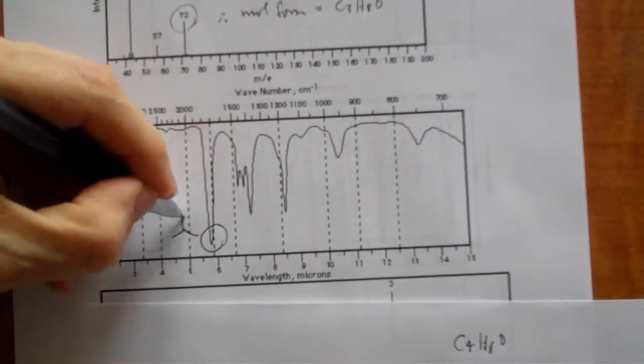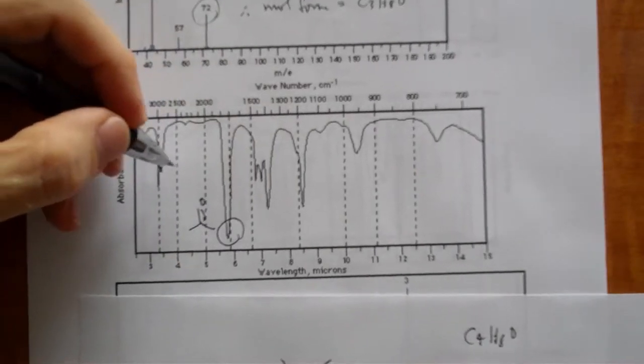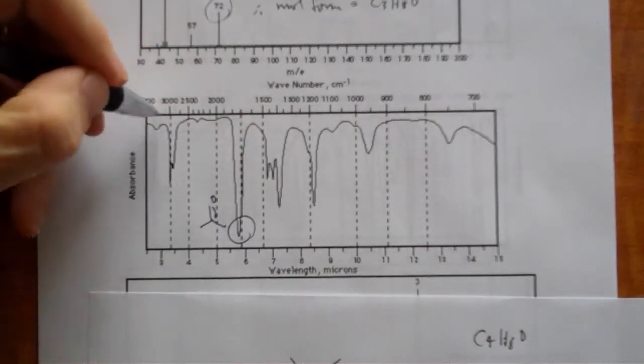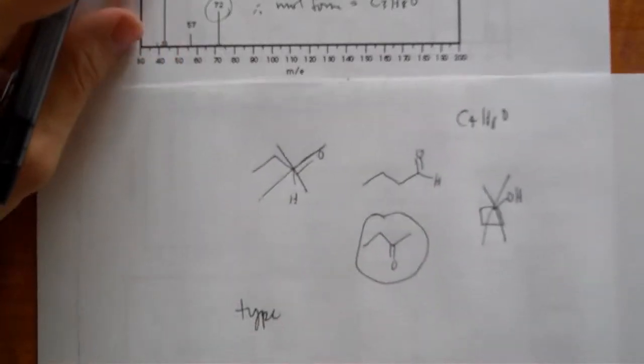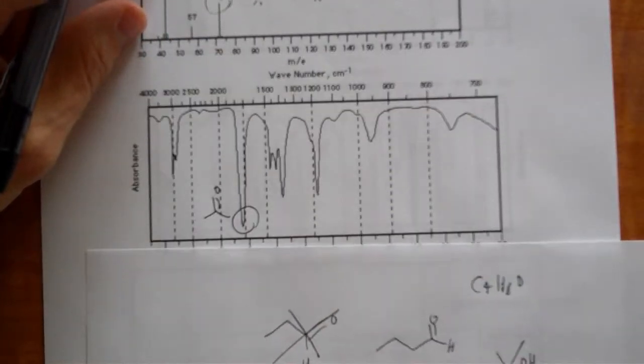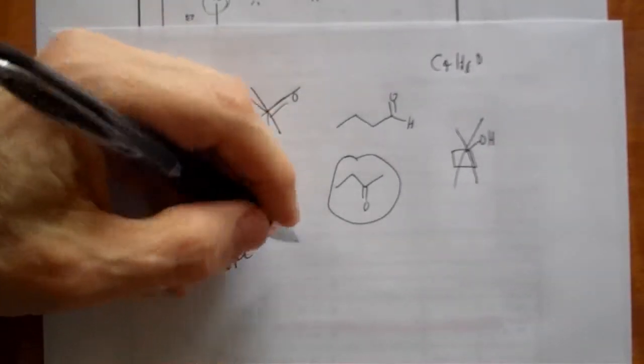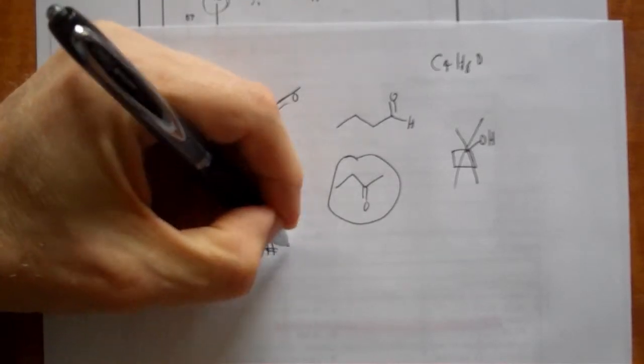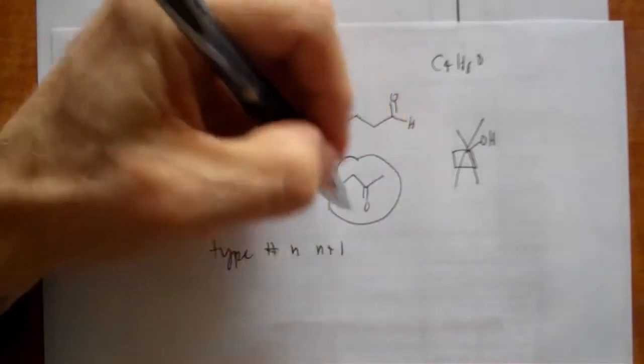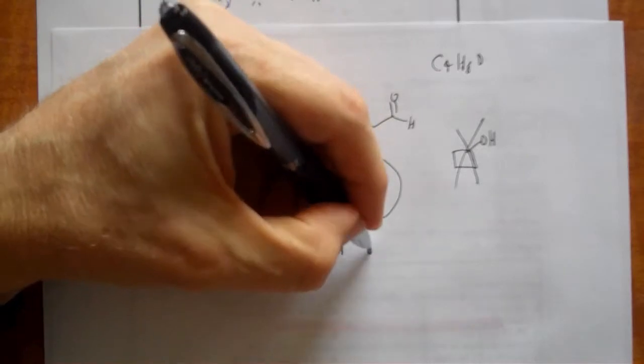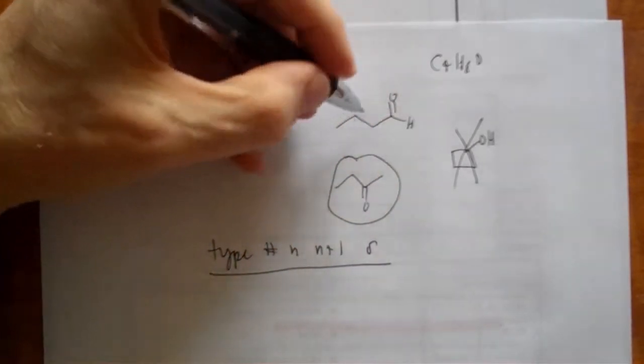By the way, I recognize that peak, right? It's about 3,000, sp3 hybridized carbons with hydrogens on them. Similar to ones we've done very recently. Type, number, n plus 1. Oh, actually, you know what, we can do this even faster. We can go through and count the unique hydrogens.